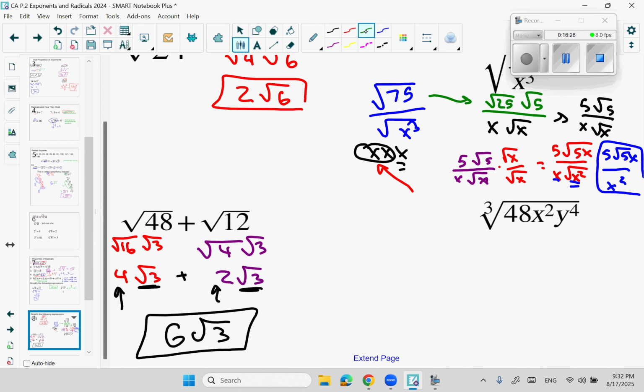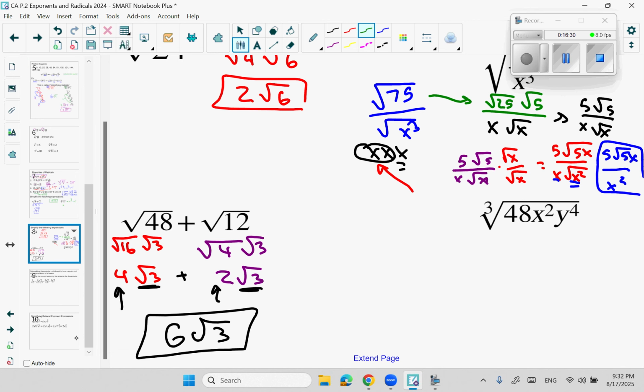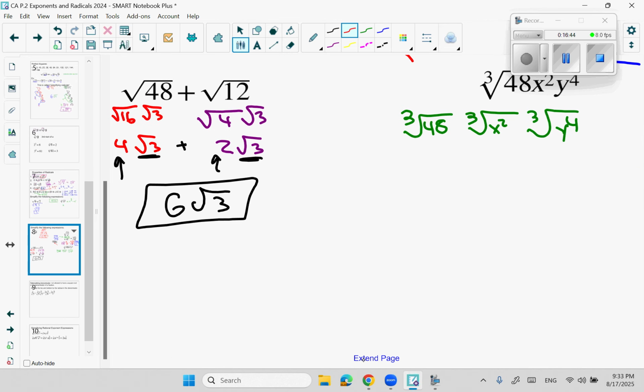Here we have cube root of 48, x squared y to the 4th. I find it easier just to evaluate each of them separately. So cube root of 48, cube root of x squared, cube root of y to the 4th. 48, of course, I don't remember the cube roots off the top of my head very well, so I'm going to bust out the tree.